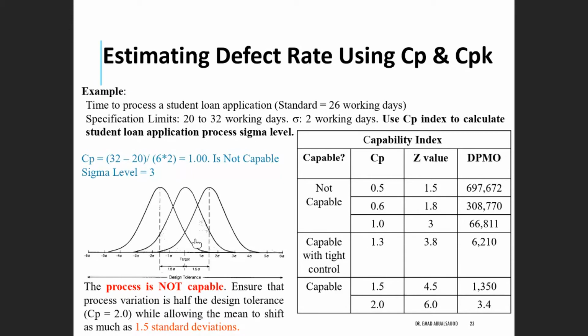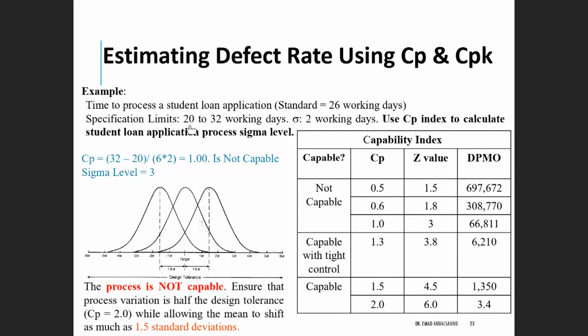And as you can see, when the CP equals 2, and even the CPK equals 1.5, the defects per million opportunities is 3.4, and that will be the 6 sigma level. That means you are performing at the 6 sigma level. At the same time, your process variation is half the design tolerance, half the tolerance here, the upper and lower.